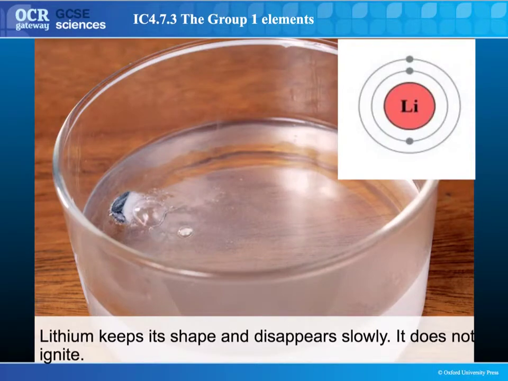So here's lithium. When lithium reacts with water, it keeps its shape, it fizzes around slowly, and it doesn't ignite. You can see the hydrogen gas being given off in the reaction here, but it has kept its shape, so although exothermic, it's not terribly exothermic. This will come in useful later. This is lithium's electronic structure, with 3 electrons, 1 in its outer shell.